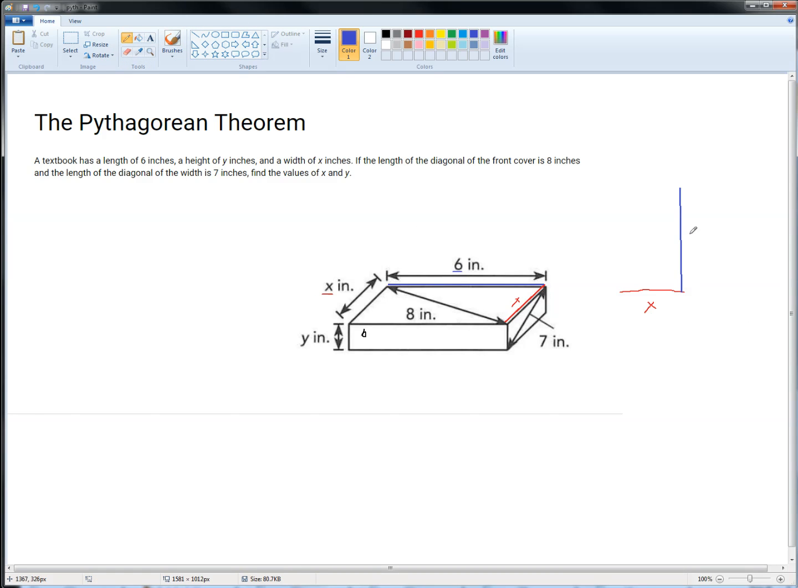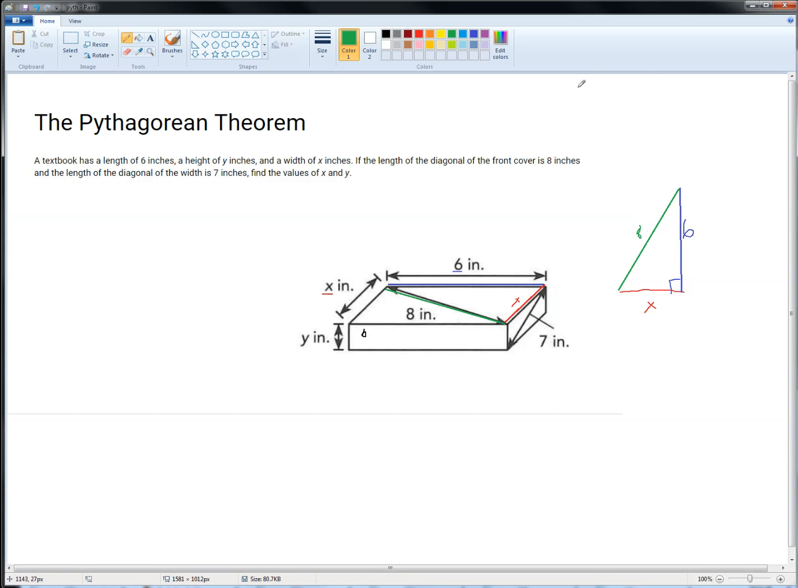As you can see, it was 6 on the top of our book, so that is still 6. This is a right triangle, as you know, because this is the edge of a book. And then we've also got the hypotenuse cutting across the top of that book. They've given us the value for this. It's 8.